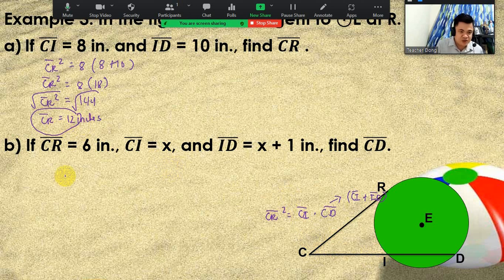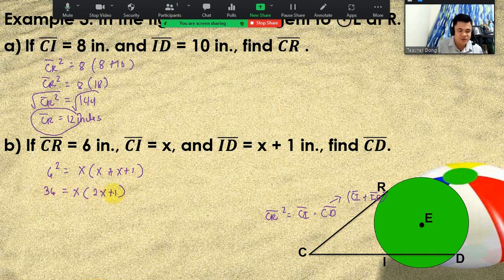So this is what we are going to do. Segment CR, or the tangent, is given as 6. So we will square that, equals segment CI, which is X, times the whole, CI plus ID. So X for CI, and then X plus 1 for ID. Then the next thing is 6 squared, or 6 times 6, is 36, equals X times X plus X, 2X plus 1.